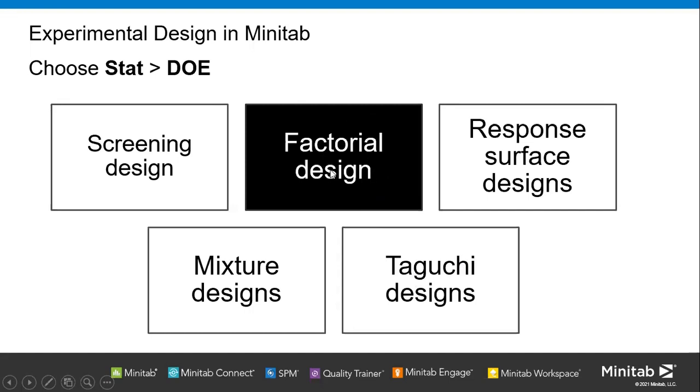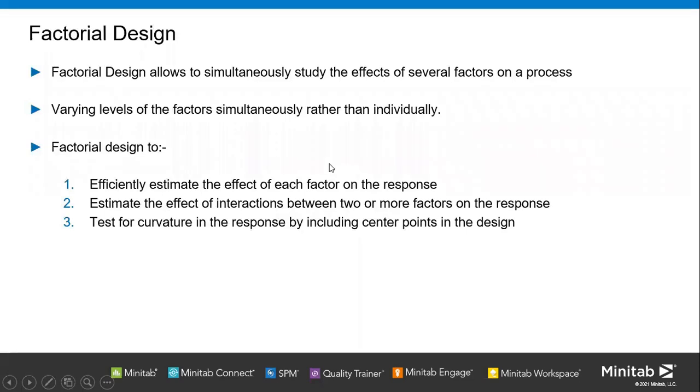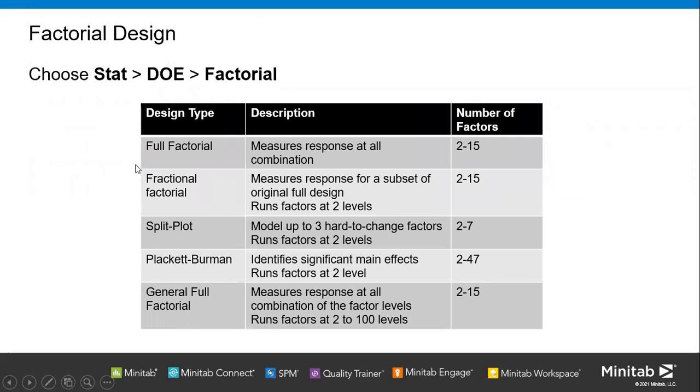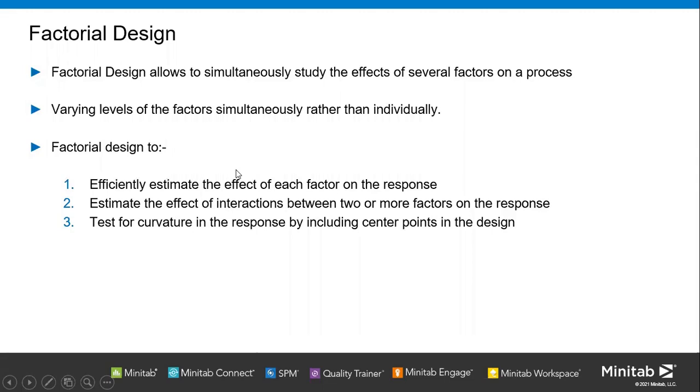But inside the factorial design itself, we also have several types. So this one is a type of factorial. I'll go after this. So what is the factorial design? Factorial design allows us to simultaneously study the effect of several factors on a process, varying the levels of the factors simultaneously rather than individually. Factorial design efficiently estimates the effect of each factor on the response, and the effect of interaction between two or more factors on the response. Or you can test the curvature in the response by including center points in the design.